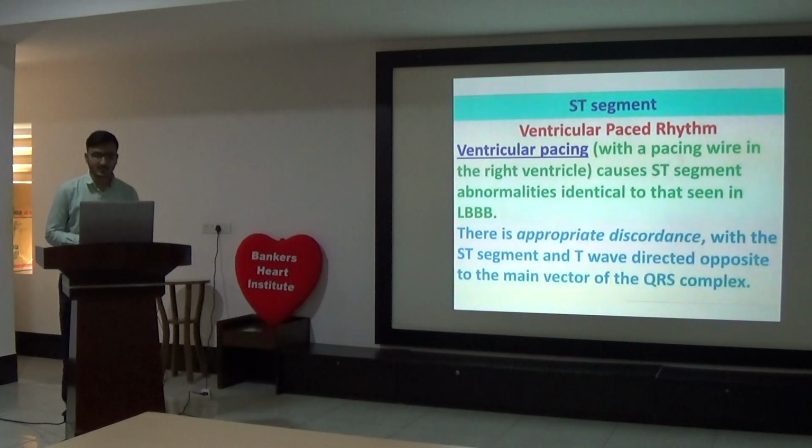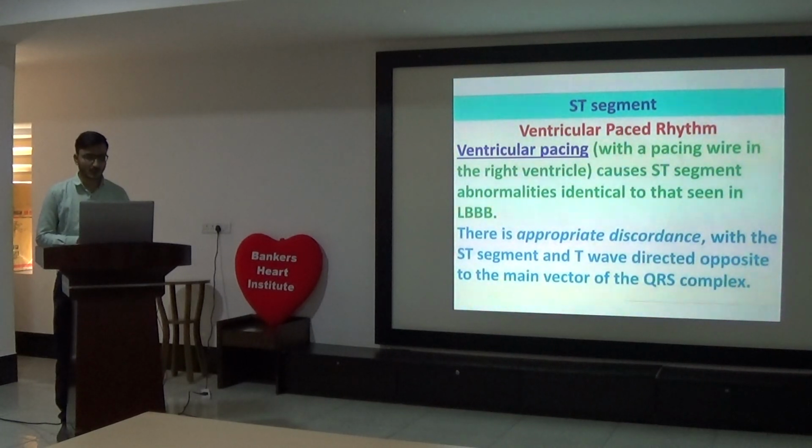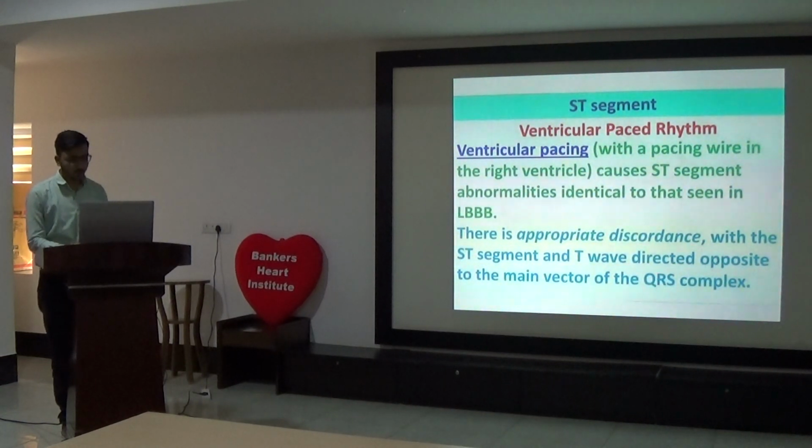Next is a ventricular paced rhythm. So, in a patient with any temporary or permanent pacemaker, there will be ST segment abnormality identical to that seen in LBBB. So, there is appropriate discordance with the ST segment and T wave directed opposite to the main vector of the QRS complex.